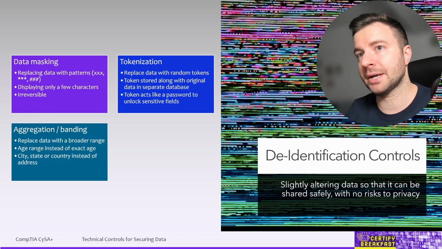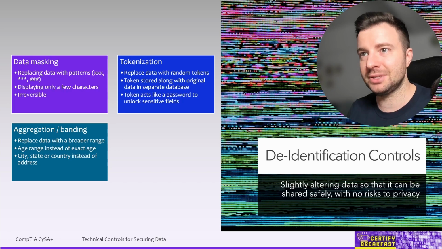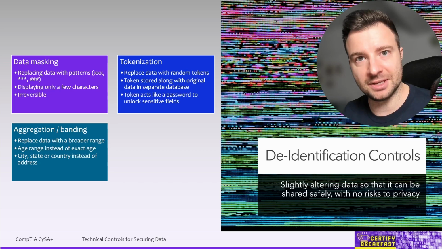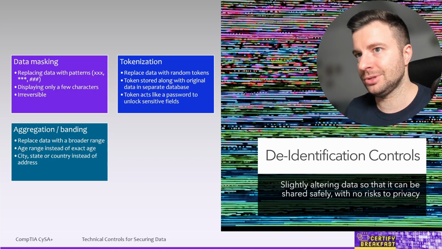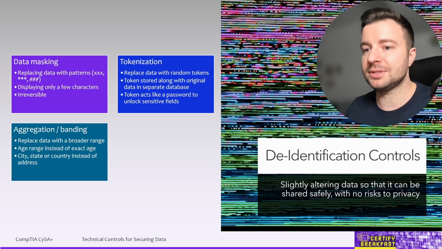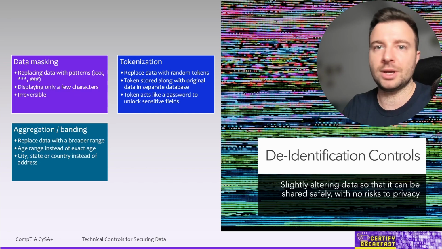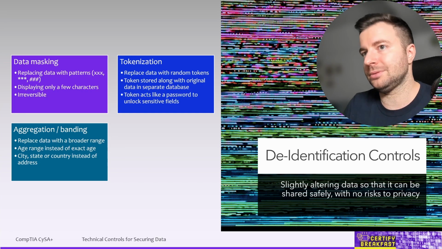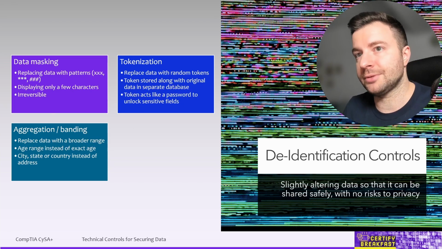Another interesting method is aggregation or banding. It's a very simple de-identification technique which simply replaces some specific data, like a number, with some vague broad range, like an age. For example, instead of storing somebody's age, you replace it with an age range, just saying that it's somewhere between 20 and 30 years. But you're not storing the exact value. Or just a city in place of a specific address.